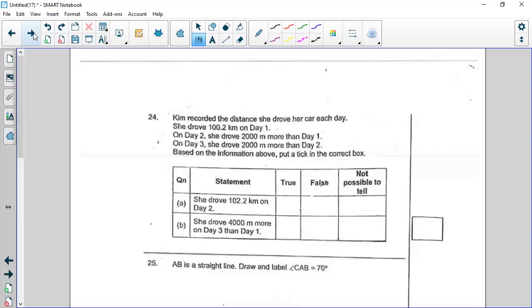Kim recorded the distance. She drove 100.2 kilometer on day 1. On day 2, she drove 2,000 meter more than day 1. On day 3, she drove 2,000 meter more than day 2. Some of you get confused because the numbers are very big, but you should change the 2,000 meter into 2 kilometer. And then isn't that easier to add?